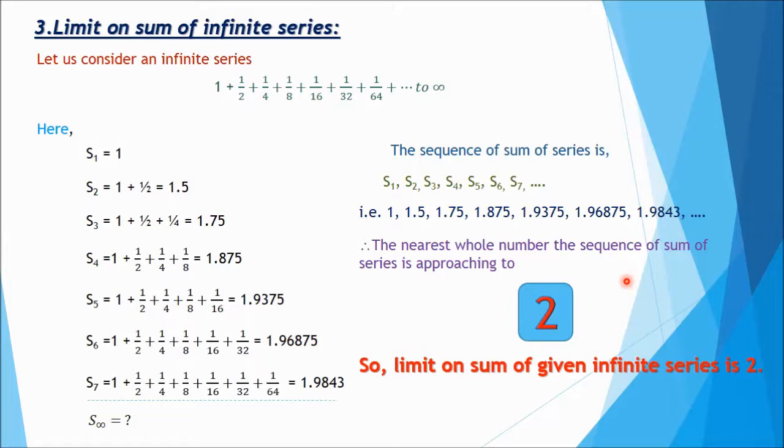We can observe the pattern here. If we round off this value, then the value will be 2, isn't it? 1.98 will be closer and closer if we increase the value of n. If we increase the value of n sufficiently, then the sum will be nearer and nearer to 2, close and closer to 2.